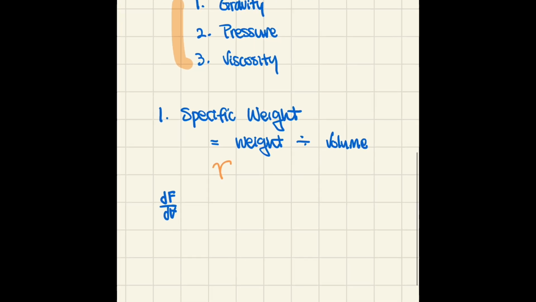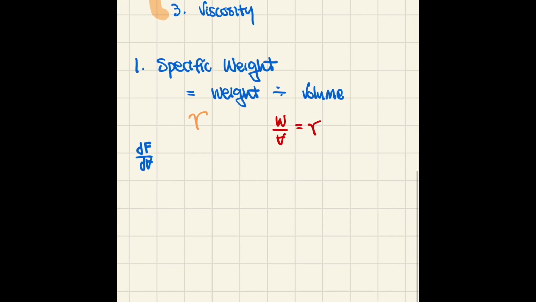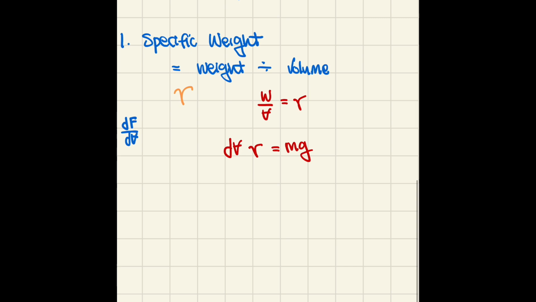The reason why is because when we derive the equation, we know that specific weight equals weight divided by volume. So weight divided by volume equals gamma, the symbol for specific weight. And we know that gamma dV, putting it on the other side, equals dF. And what did I say? We need to find the change in the force per unit volume. So dF/dV equals gamma. So we just have to find gamma and we can call it a day.